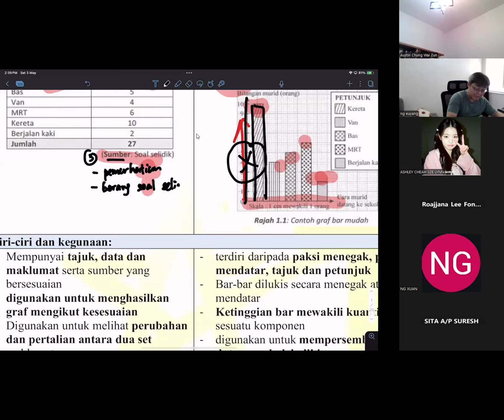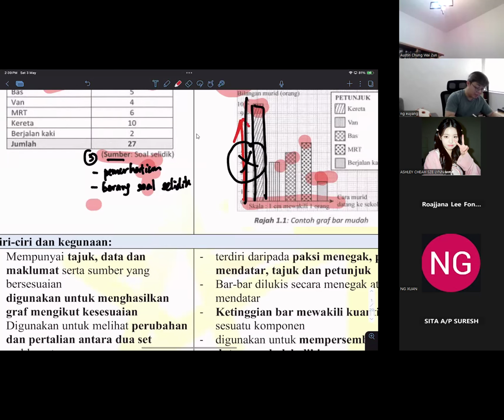Okay, so borang soal selidik, the survey form. You save your energy, because observation is one to one. Let's say you have to observe 50 students. If every student takes 1 minute, you have to spend almost 50 minutes to observe one by one. Okay, let's say 30 seconds, you still take around half an hour. With a survey form, you just release the form to a group of 50 or 100 people to fill out. Within 5 to 10 minutes you can get back the result, so it's much more efficient.